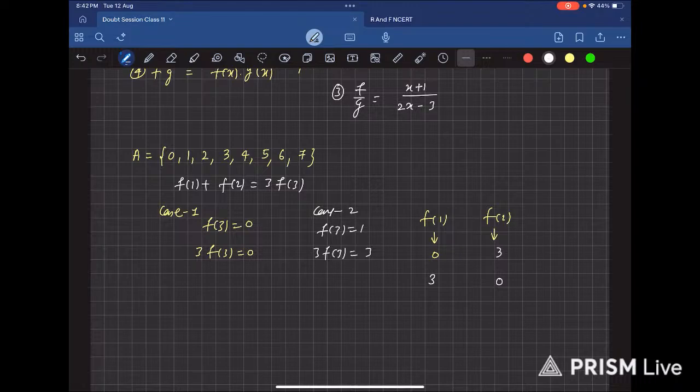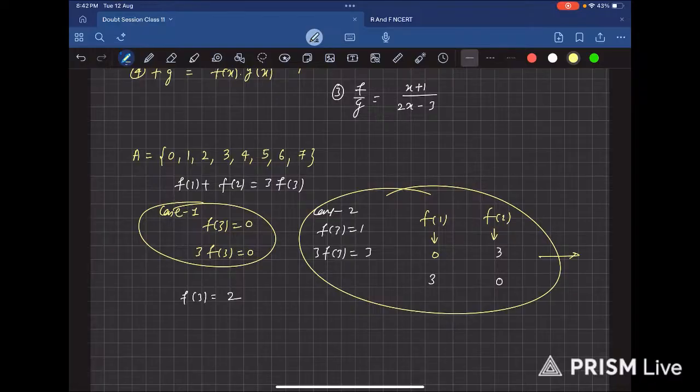Okay, so next, if I take f of 3 is equal to, are you understanding this? Now you can take f of 3 is equal to 2. Okay, so this is the way that we can find out. This case is giving the zero function, and this case is giving a bijection. Only 2 functions, but we have to see the bijections also. Bijection means what? Yes, 120, correct. By hit and trial only we can find out this answer.